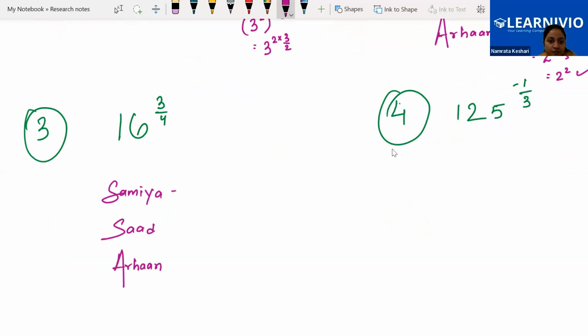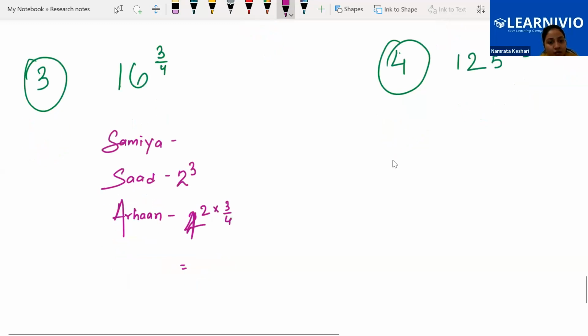16, my answer will be 2 raised to 3. Answer 2 raised to the power 3. Yes, Arhan, you were saying something. Ma'am, 16 can be written as 4 raised to the power 2, and then we would multiply the powers, so that it would be 2 into 3 upon 4. Then it would be cancelled, and then it would be 4 raised to the power 3 upon 2.